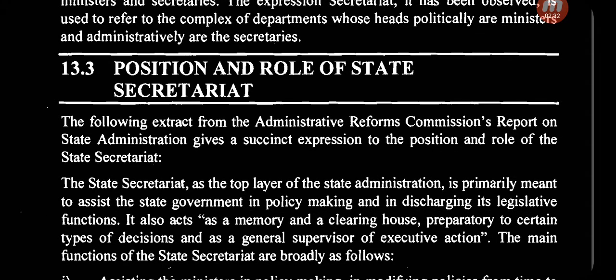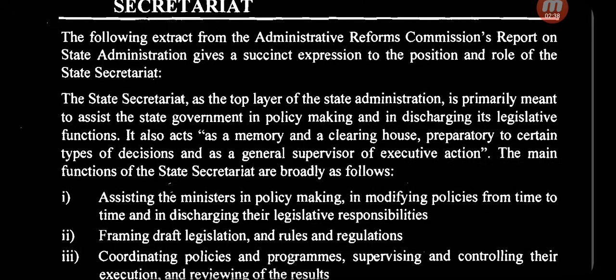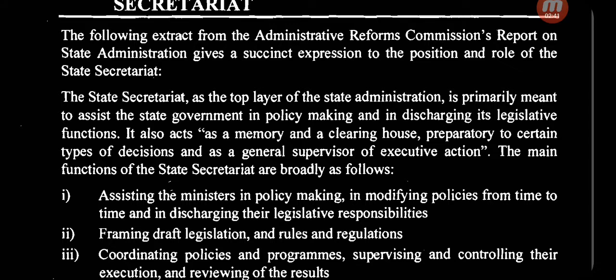Position and role of state secretariat. The following extract from the Administrative Reforms Commission's report on state administration gives a succinct expression to the position and role of the state secretariat. The state secretariat, as the top layer of the state administration, is primarily meant to assist the state government in policy making and in discharging its legislative functions. It also acts as a memory and a clearing house, prior to certain types of decision, and as a general supervisor of executive action.